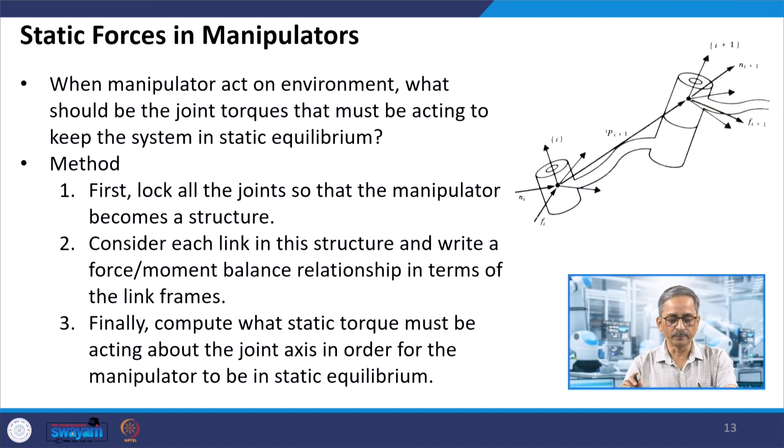Next, let us move on to the static forces in a manipulator. Here we would like to see how the force propagates from one link to the next link in the static condition. Suppose this is your ith link, and you have the (i+1)th link over here. Say Fi is the force applied by the previous link on the ith link. Similarly, Ni is the moment applied by the previous link, and the ith link applies a force Fi+1 on the next link. Similarly, Ni+1 is the moment applied by this ith link on the next link.